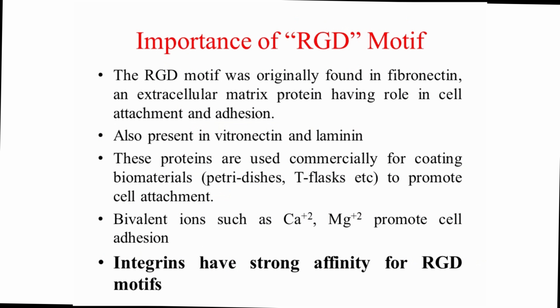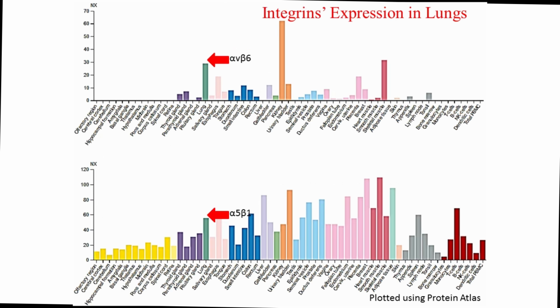This RGD motif was originally found in fibronectin and is well known for its role in cell attachment and cell adhesion using divalent ions such as calcium and magnesium. A number of human proteins show interaction with these RGD motifs. One such group of proteins are integrins, which show high affinity with these RGD motifs.